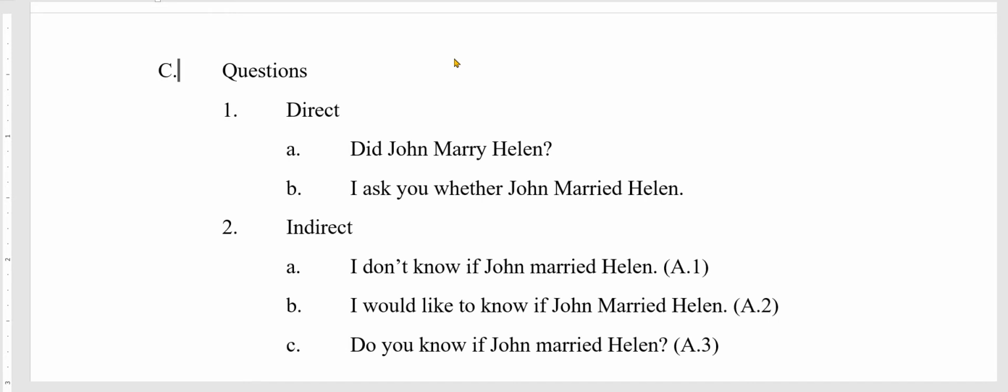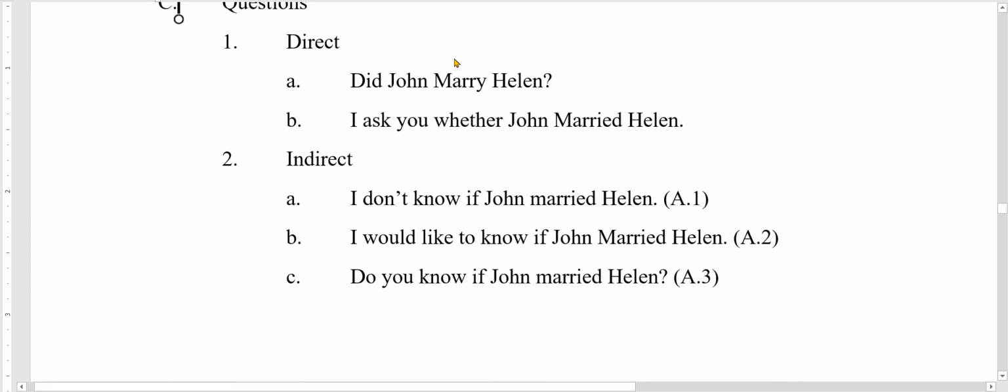I ask you whether John married Helen. So you'll say yes, John did, or no, John didn't. Right? Now look at it indirectly. Indirect speech acts will be 2A. I don't know if John married Helen.